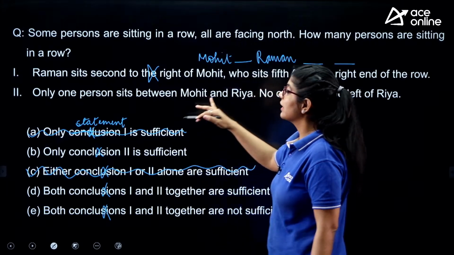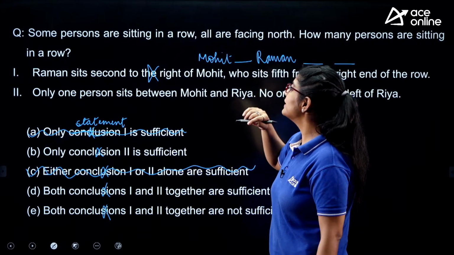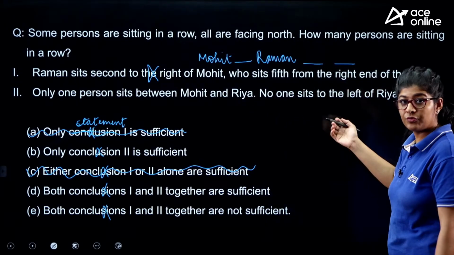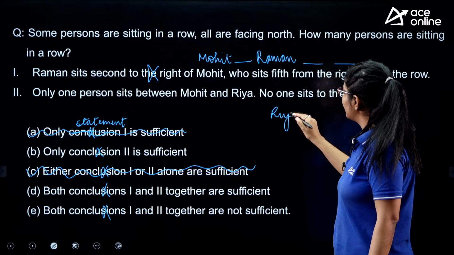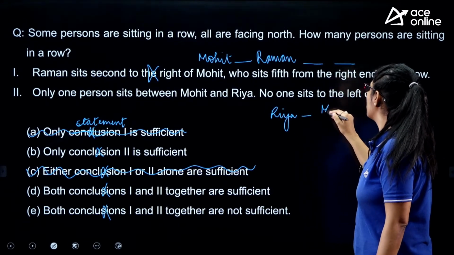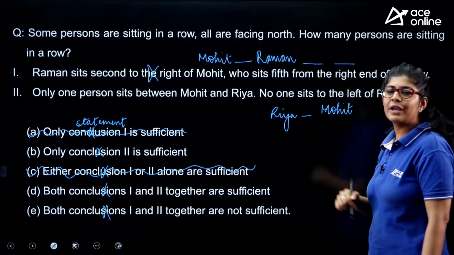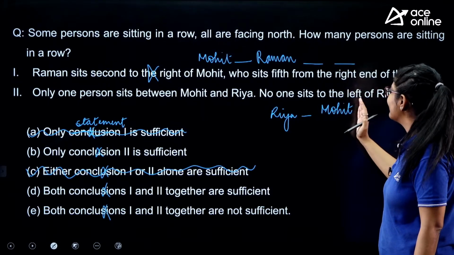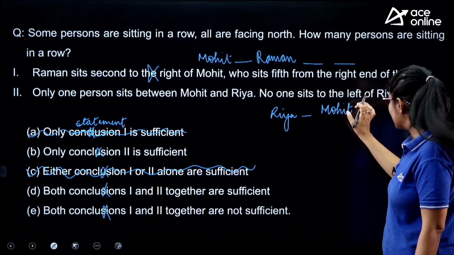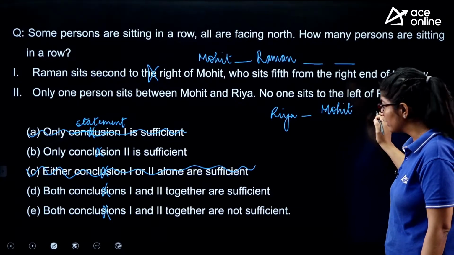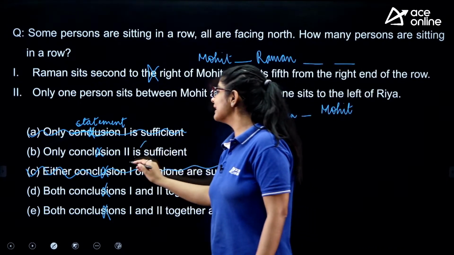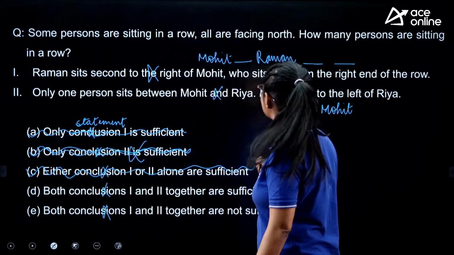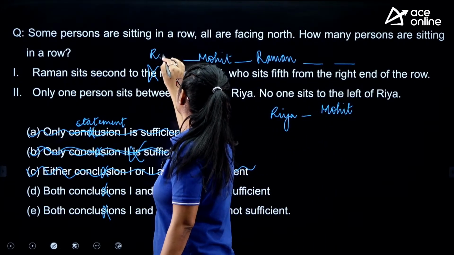Together needed. Okay, we need to check. The second one, only one person sat between Mohit and Riya. Okay, no one sits to the left of Riya. So we can say that if it is so, then we are having Riya and Mohit. According to this, we are not having sufficient data just to determine how many persons are sitting to the right of Mohit. But if we will combine them together, then the arrangement that we got is like this.